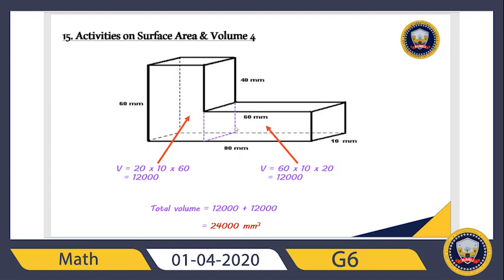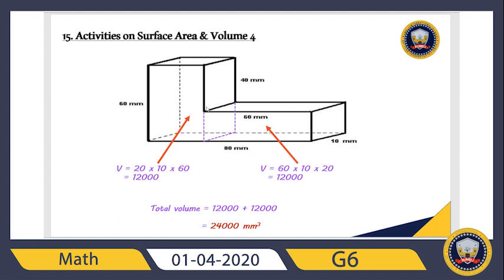Very good. What is my width? The width here will be equal to this width, which is 10 millimeter. Very good. Now what is the height? So the height is 60 millimeter as is shown here. So my volume is 20 times 10 times 60, which is 12,000 millimeter cubed. Okay, this is the volume for the first one. Now I'm going to find the volume for the second one.